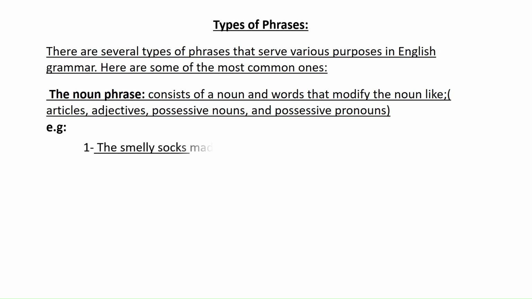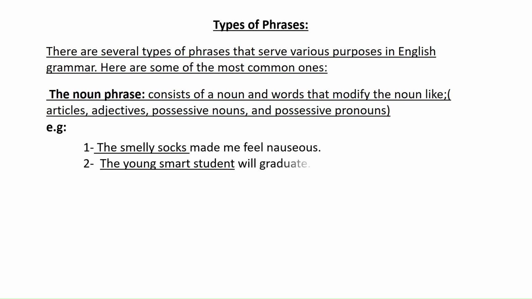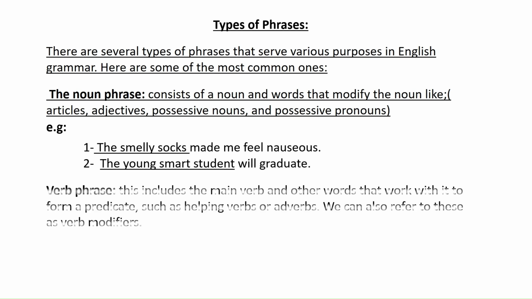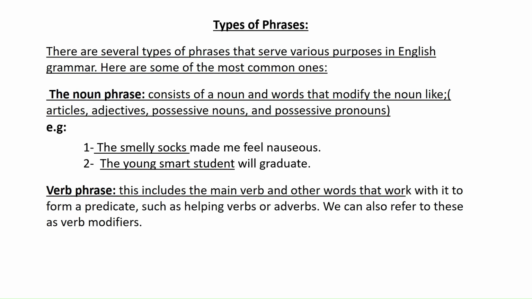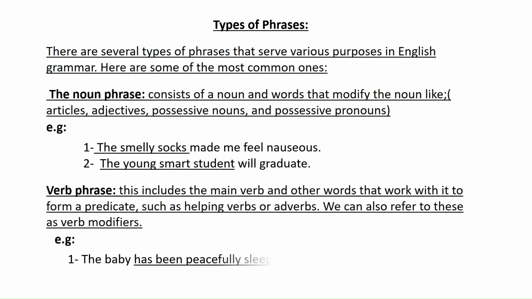The second type of phrases is the verb phrase, and not phrasal verb. Be attentive. This phrase includes the main verb plus any other words that work with it to form a predicate, such as helping verbs or adverbs. For example, in the sentence, the baby has been peacefully sleeping after a long period of crying, the two helping verbs has and been plus the main verb sleeping stand as a present perfect continuous tense. And the adverb peacefully along with it forms the verb phrase in this example. Another example, my mother was walking briskly.